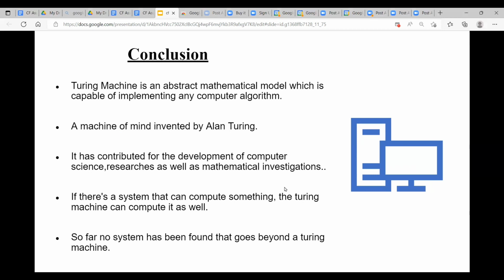As my fellow group members mentioned before, Turing machines have contributed to the development and growth of computer science research as well as mathematical investigations. If there's a system that can compute something, a Turing machine can compute it as well. So far, no system has been found that goes beyond a Turing machine. I'm handing over the presentation now to Madhusha.